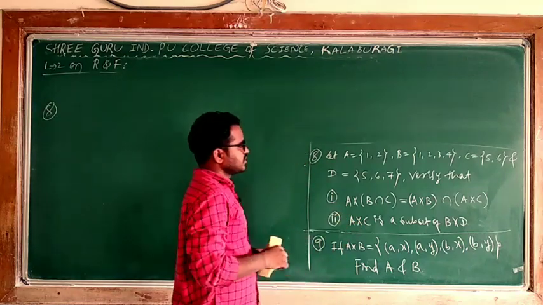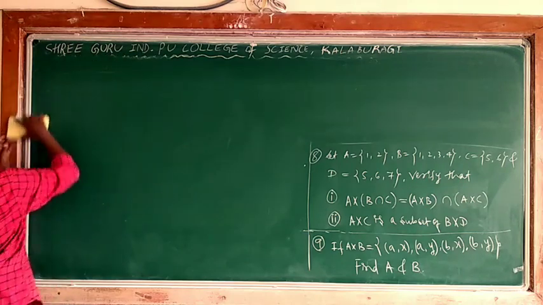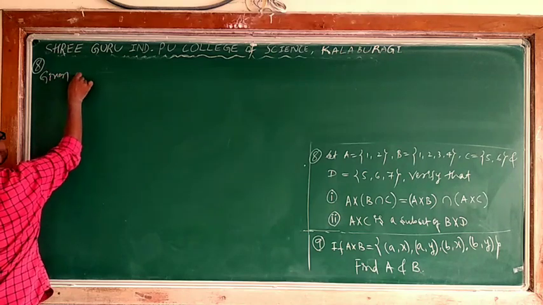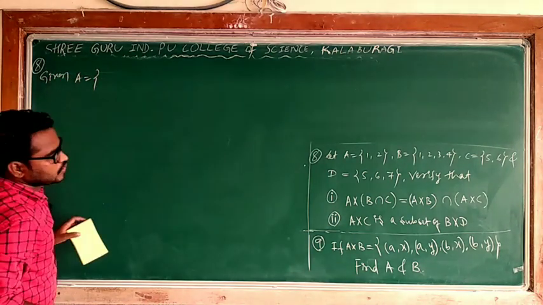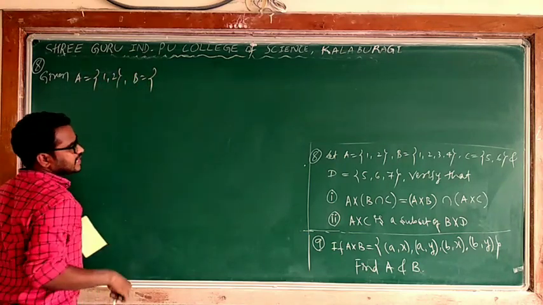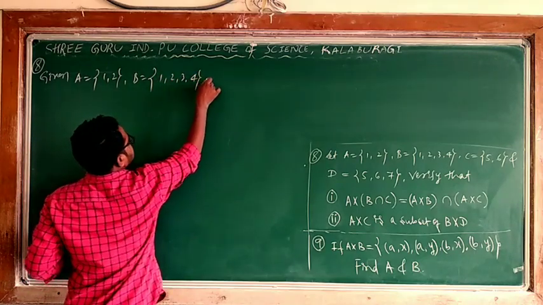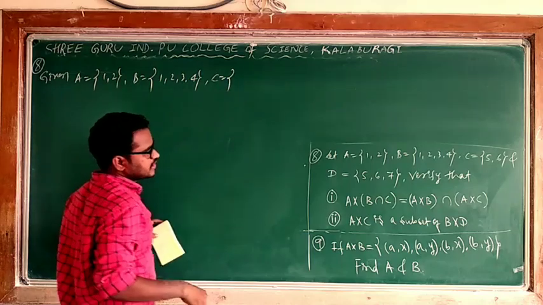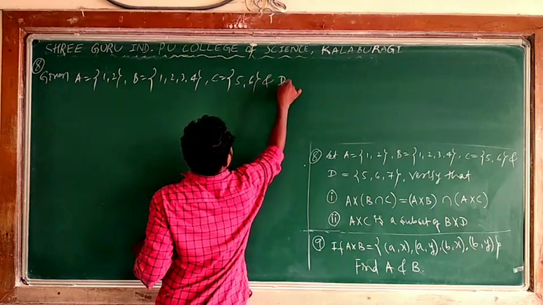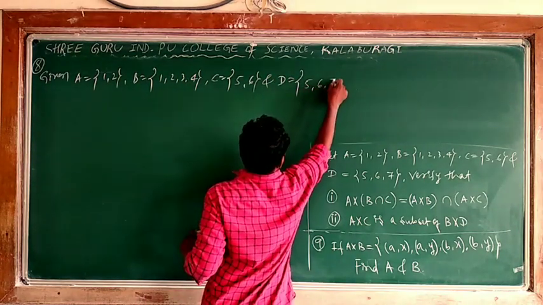Verify these two things. So I will take the given sets. Given A is equal to {1, 2}. B is equal to {1, 2, 3, 4}. C is equal to {5, 6}. And D is equal to {5, 6, 7}.